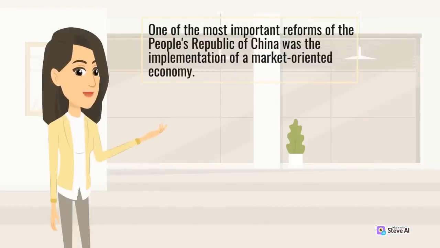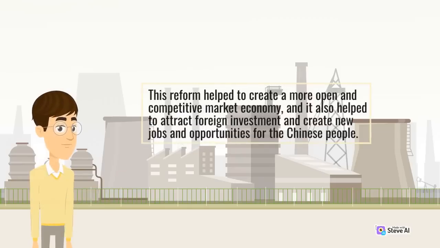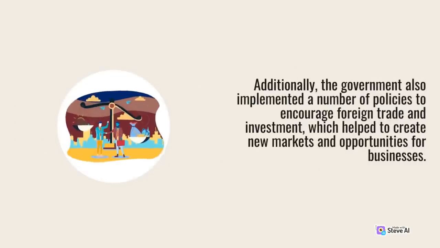One of the most important reforms of the People's Republic of China was the implementation of a market-oriented economy. This reform helped to create a more open and competitive market economy, and it also helped to attract foreign investment and create new jobs and opportunities for the Chinese people. Additionally, the government also implemented a number of policies to encourage foreign trade and investment, which helped to create new markets and opportunities for businesses.